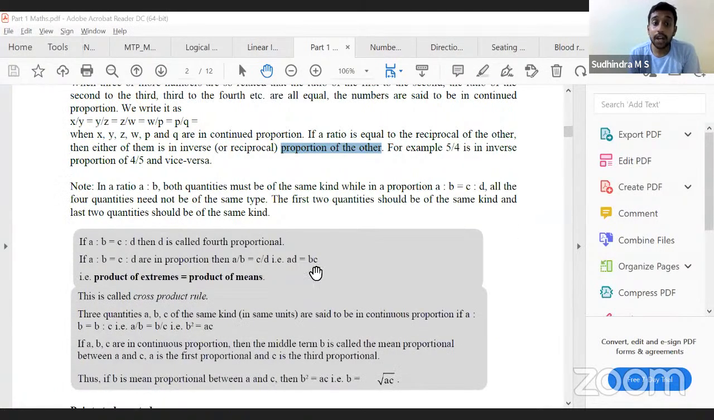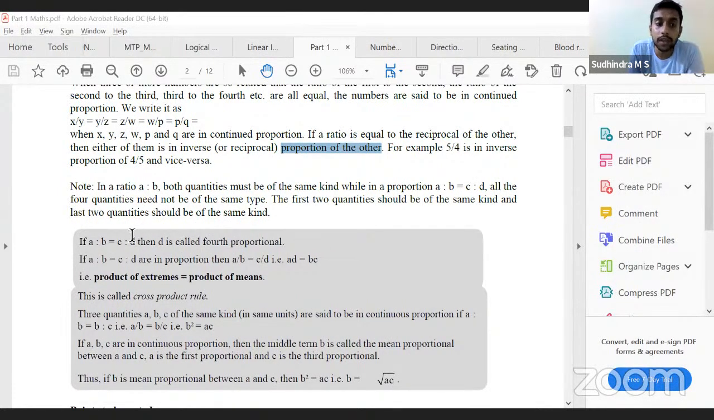In a ratio A:B, both quantities must be of the same kind. While in a proportion A:B is equal to C:D, all four quantities need not be of the same kind. A:B should be of the same kind. C:D should be of the same kind. So if A is in kg, B also should be in kg. Whereas C and D can be in inches, no problem. So A and B should be in one unit, C and D should be in another unit, because they are two different ratios. We are equating those two ratios.